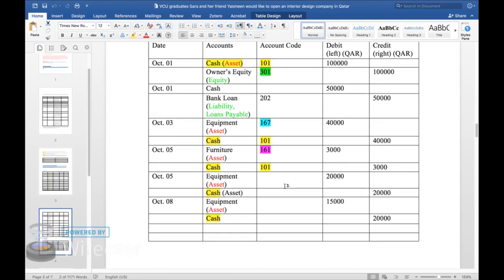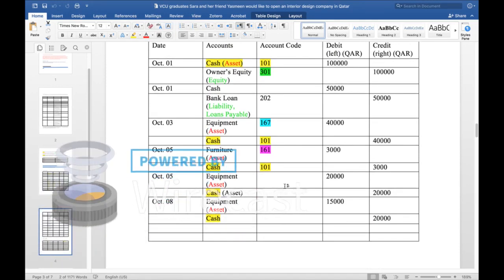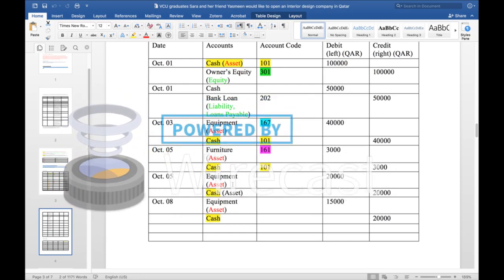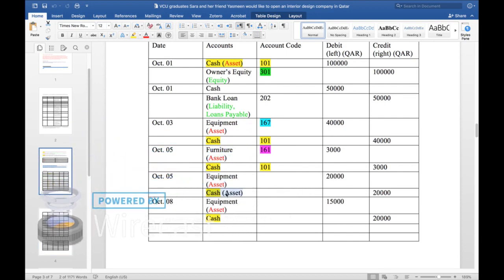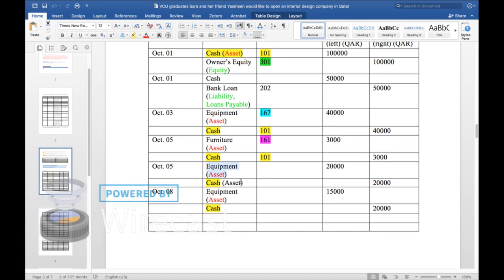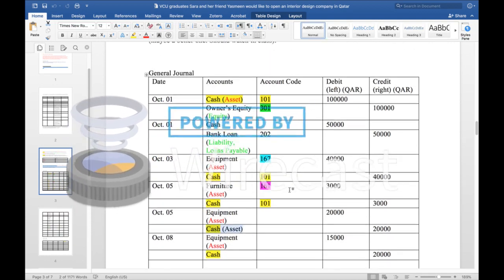And you probably already know that a journal records each transaction into two different accounts, and oftentimes they end up in two different columns. For example, when we bought equipment, in the equipment account we recorded an increase. In the cash account, we recorded a decrease, because equipment is an asset, and cash is also an asset.